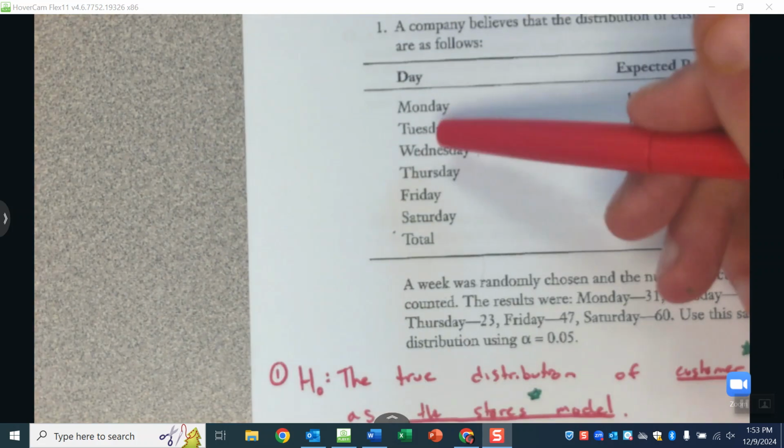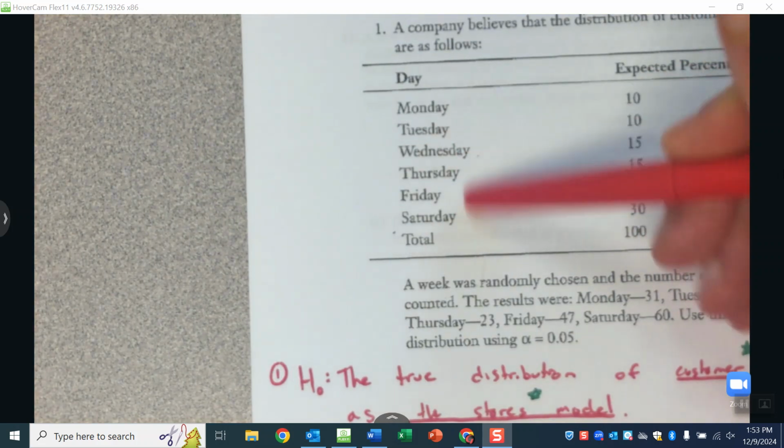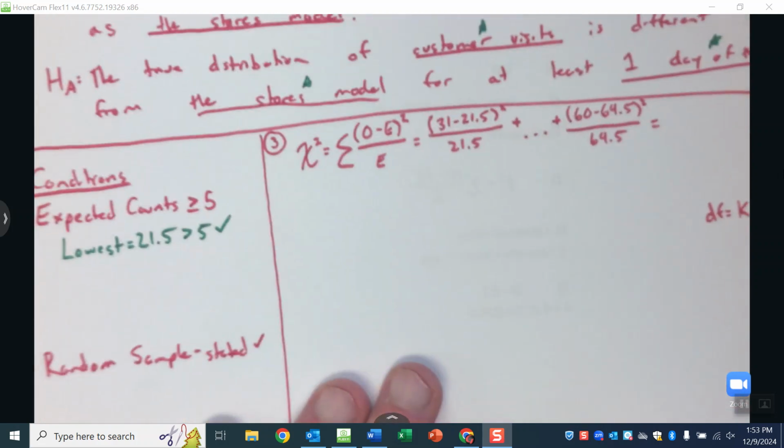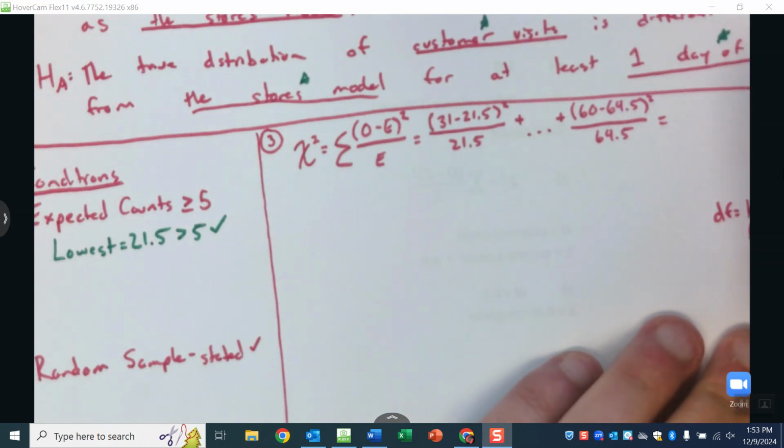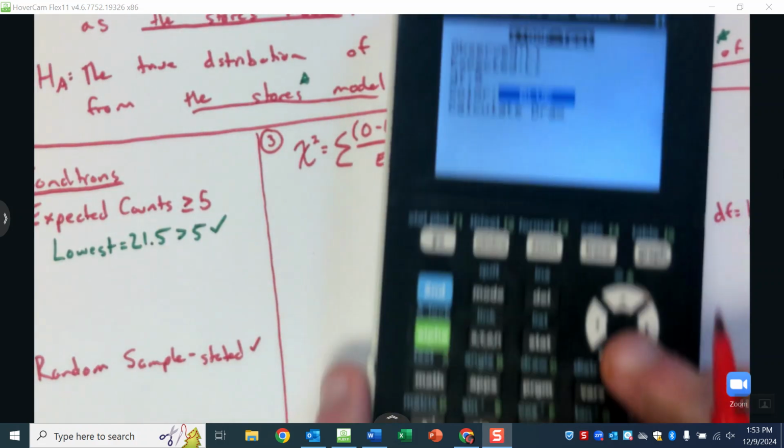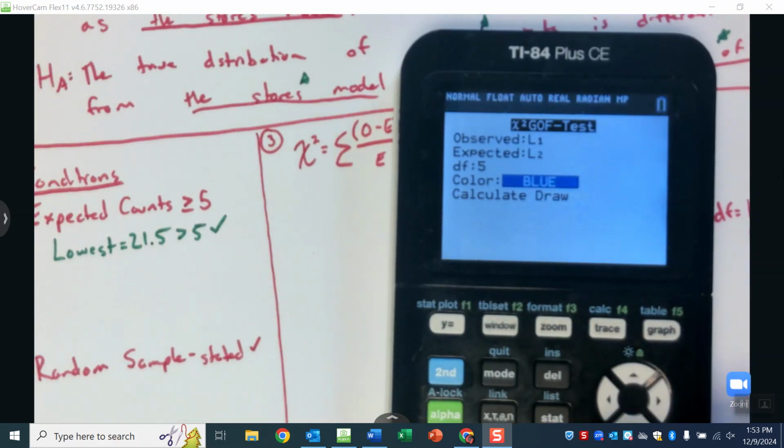So our question allows for 6 possible answers. So it's going to be 6 minus 1, which is 5. So my degrees of freedom in this problem is 5. I just don't know why that's the default.